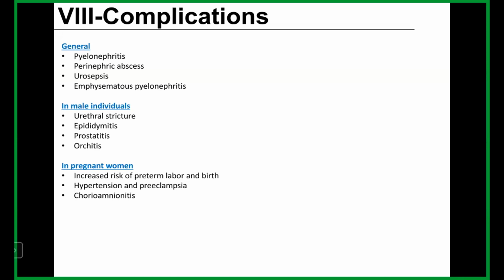Unfortunately, as I said, in women it is also complicated because of the baby. So in pregnant women, unfortunately, the urine infection could increase the risk of preterm labor and birth, hypertension and preeclampsia, and it could also cause chorioamnionitis, the infection of the amnios.